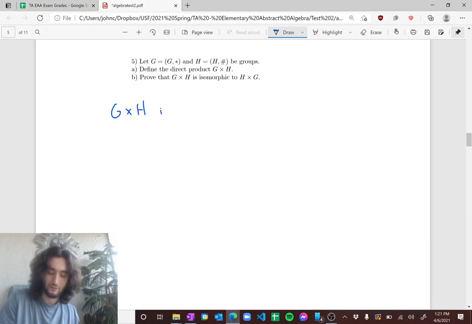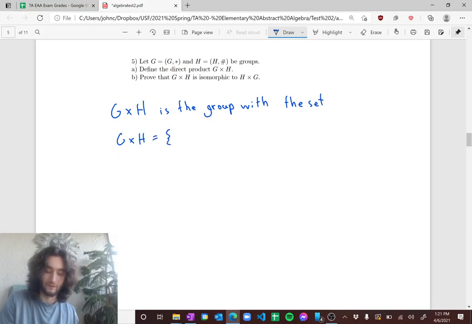G cross H is the group with the set. Unfortunately we use the same notation for just the set, which is kind of confusing about it. Now the set, of course, is G, H, the set of all ordered pairs, where the first is from G and the second is in H.